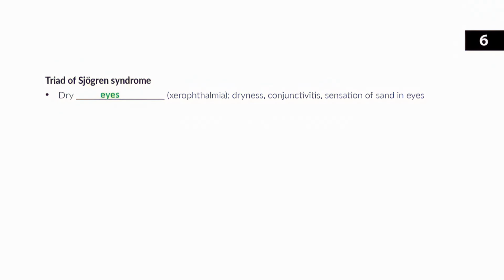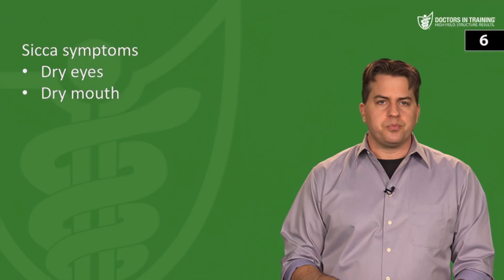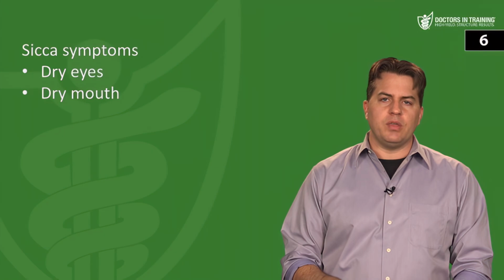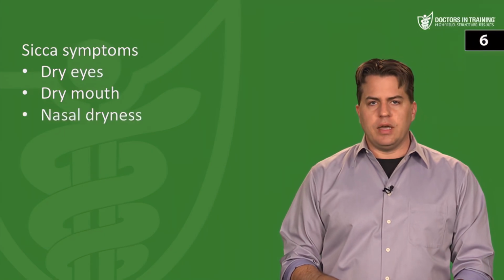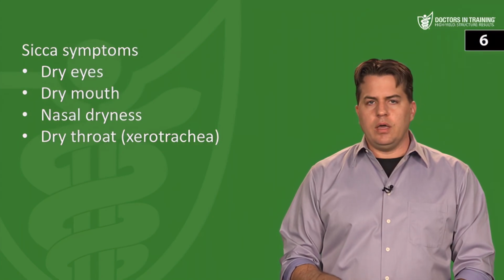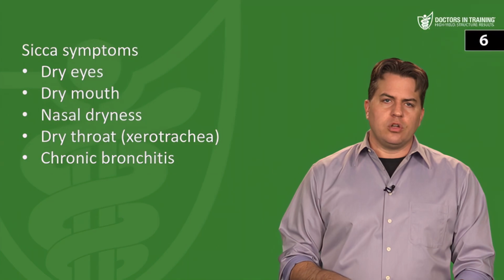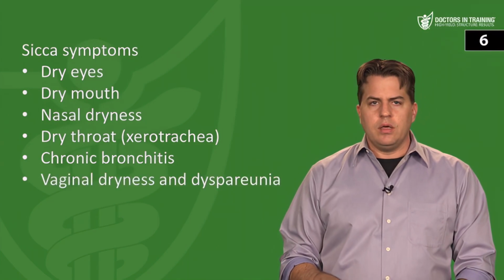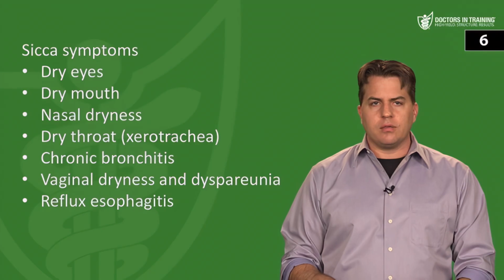As a result of the salivary gland infiltration, patients often have bilateral parotid enlargement and an excessively dry mouth that may cause dysphagia, an inability to speak more than a few sentences, or an increase in dental caries, which is a huge clinical clue. Other exocrine glands may be targeted by the disease, resulting in nasal dryness, dry throat, known as xerotrachea, and consequently chronic bronchitis. Additionally, vaginal dryness and dyspareunia and/or reflux esophagitis.